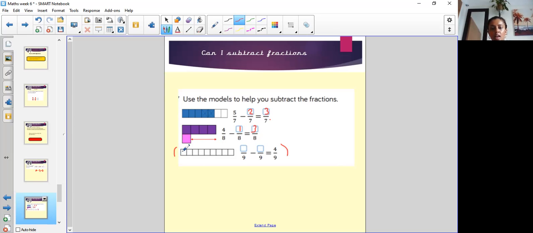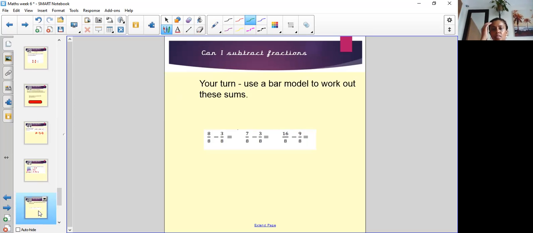So we could colour in 1, 2, 3, 4, 5, 6. So we could have 6 ninths minus what to get to 4 ninths? 6 minus 5, 4 minus 2. So we could cross out 2. And we would be left with 1, 2, 3, 4, 4 ninths. There we go. Your turn.